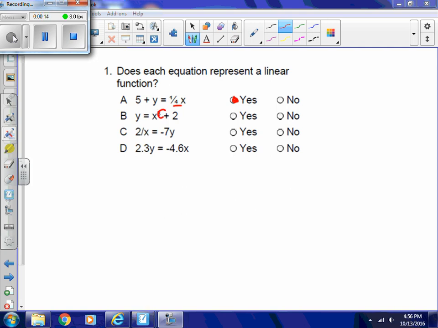On B, it is not a function because of the exponent there. On C, it's not a function because we've got x in the denominator underneath that 2. And on D, it is a function.